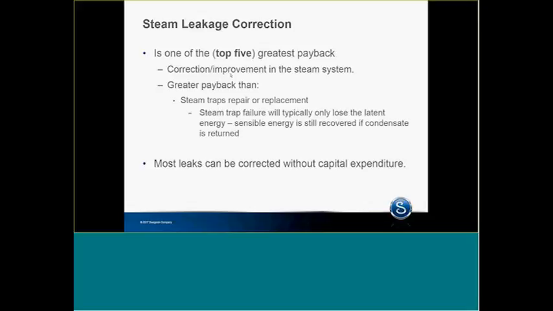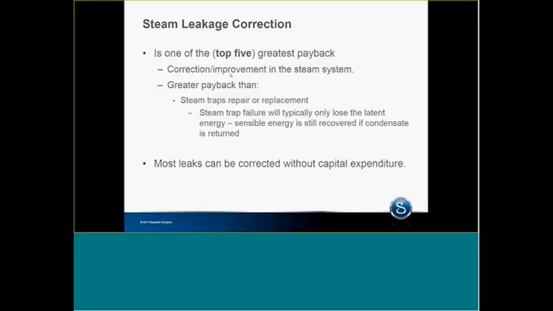Everyone talks about correcting steam traps, and yes, you should correct your steam traps, but a high-pressure steam trap at 400 psi is probably failing into a flash recovery system, and you really don't lose any energy. You lose the mechanical work of it. With a steam leak, you lose both the sensible and the latent energy. So it's one of the top 5, and a very important part of our optimization.